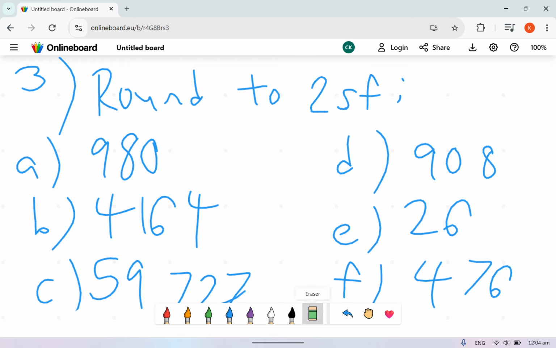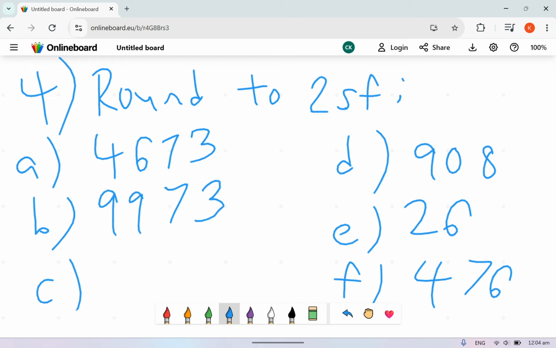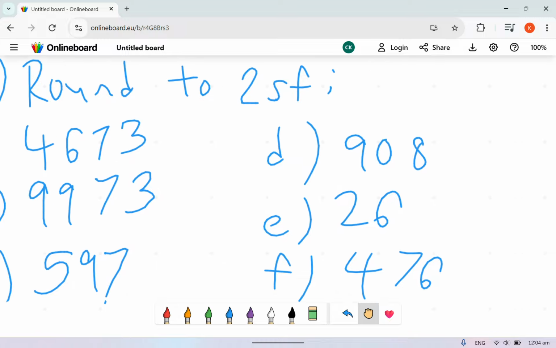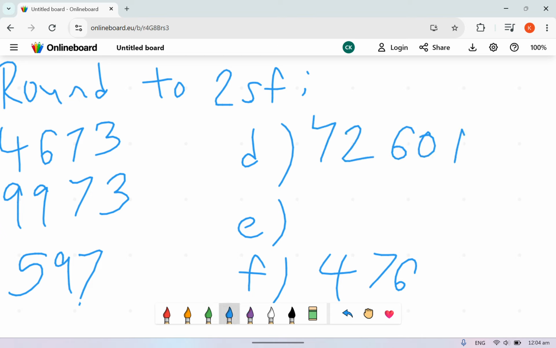This is gonna be question 4. The questions are gonna be different, okay? So don't worry. Okay. So, first one. 72601, 57341. The last one can remain as 476. Let's go.